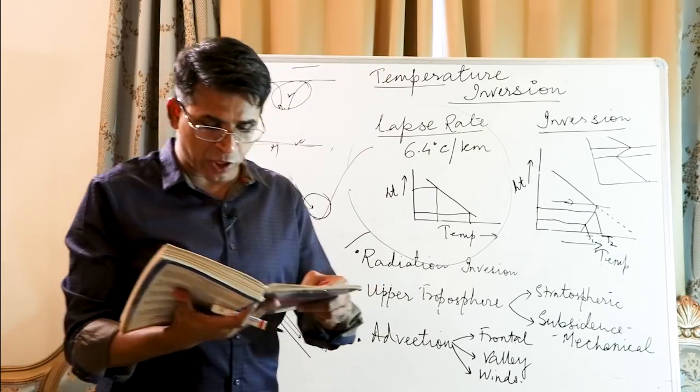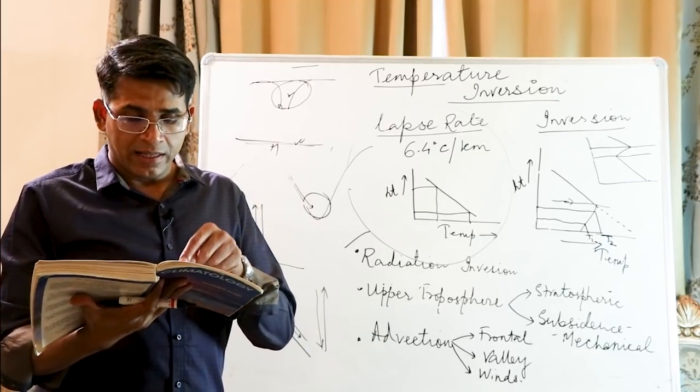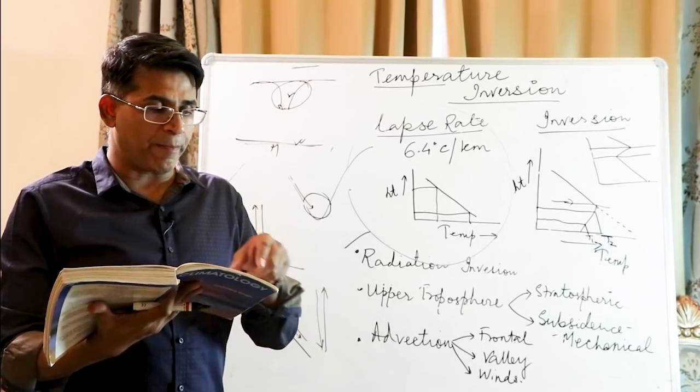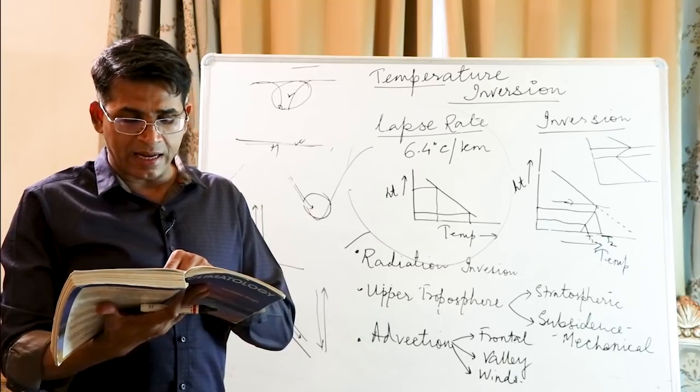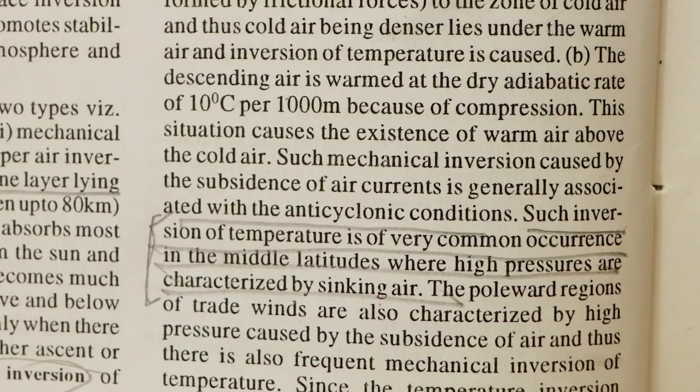The sinking is mentioned. Look at the same column, page 65. I am reading the 7th, 8th line. It says B: the descending air is warmed by dry adiabatic rate of 10 centigrade per 1000 meters because of compression. This situation causes the existence of warm air above the cold air. Now this is an important one.